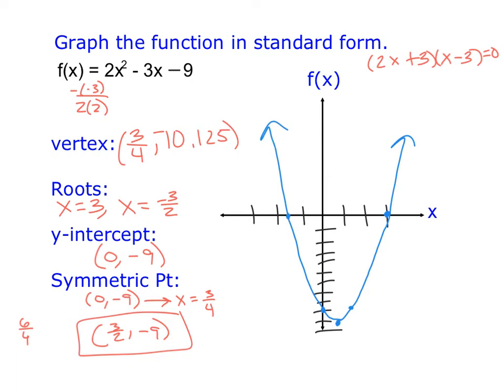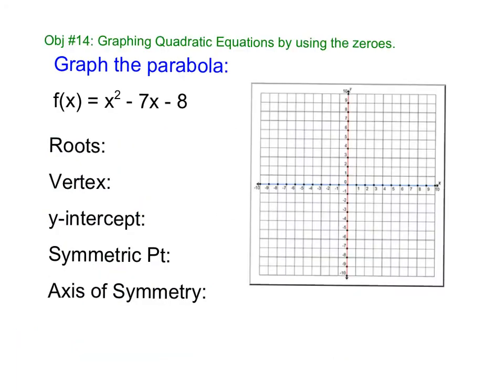And since we have all that information, you don't have to label. You can if you want, right? 3 over 4, negative 10.125. However, notice I have all the information written down. If you just give me that graph and none of this information, I can't guess. You need to show me that you understand the material. Okay, so pause the video and try this one on your own.